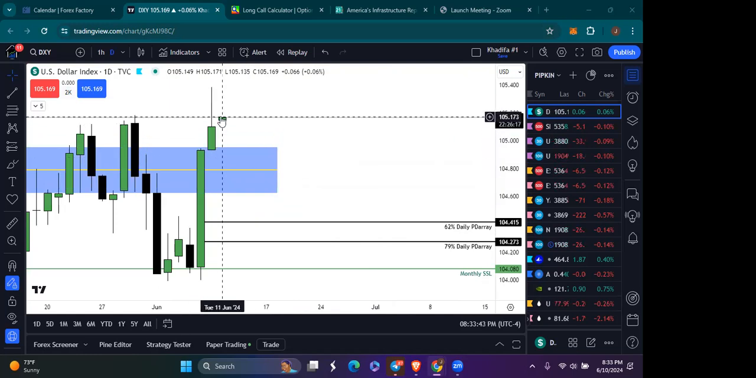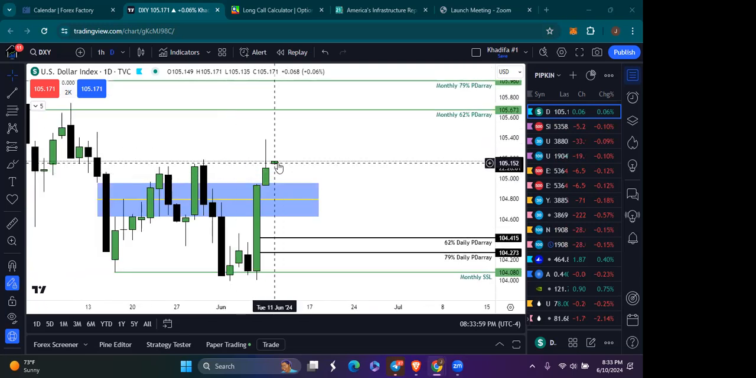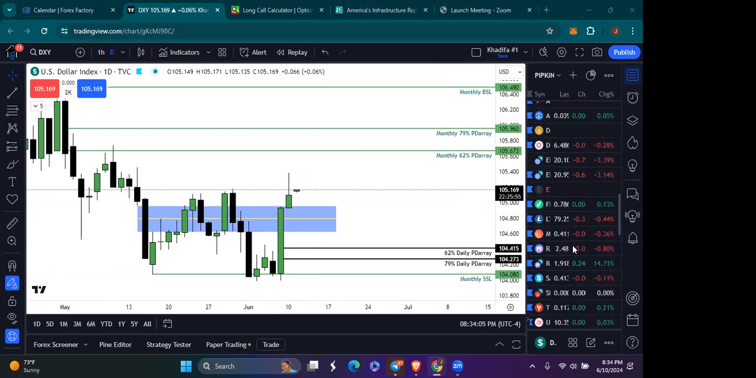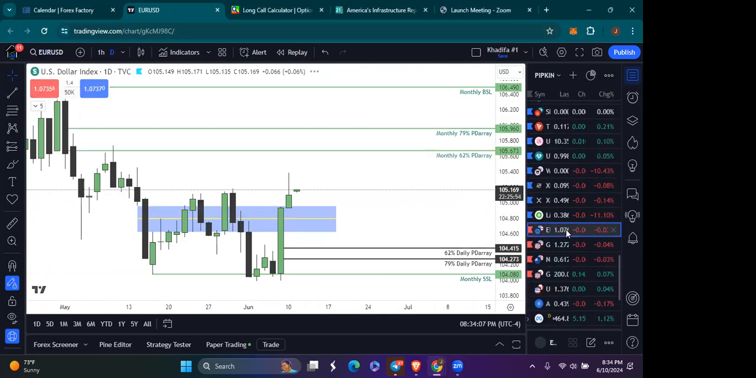We don't have any high impacting news for Tuesday, so we can see a pullback down to the top. I would like to see us pull back down to the top and respect the top of that daily fair value gap and continue higher. Looking at currency, same thing.